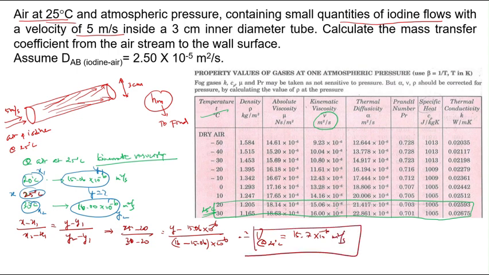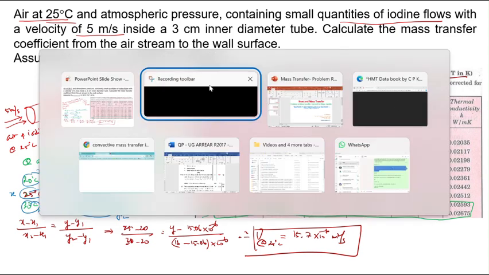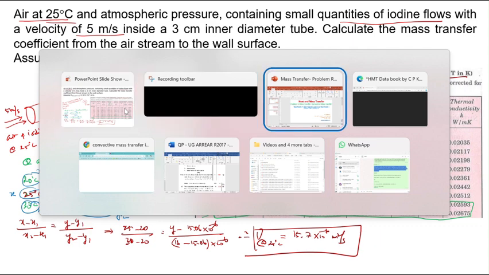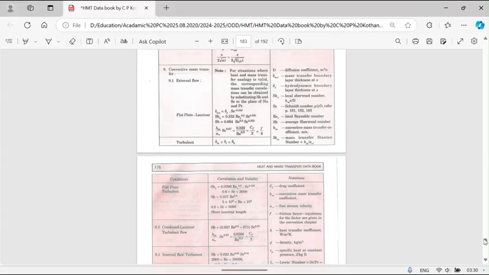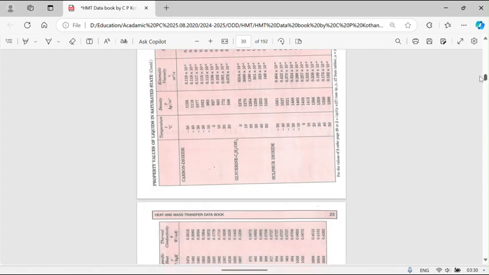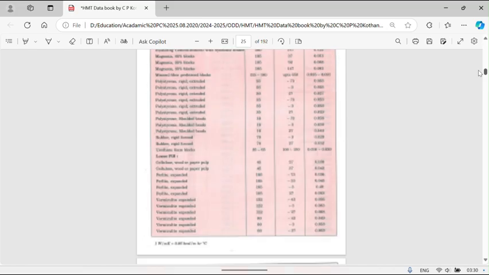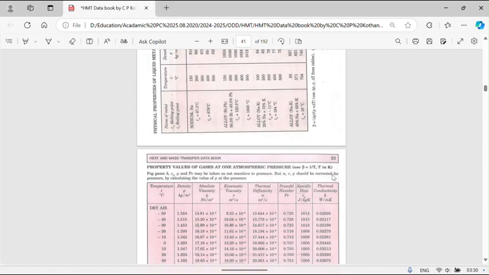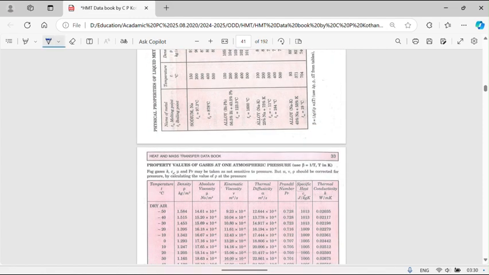So this property is enough. This is taken from the properties of gases at 1 atmosphere pressure available in the data book. Already we saw the data book. This is available on page number 33, where the kinematic viscosity is given. So in between 20 and 30, we may find the values.